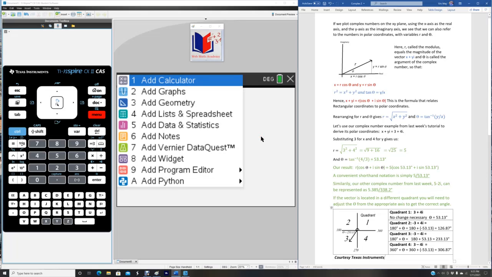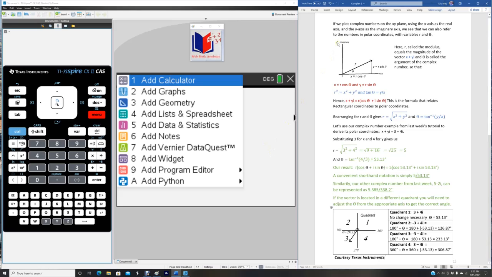Today we're going to extend our discussion of complex numbers, expanding on last week's lesson where we used complex numbers in rectangular coordinates using addition, subtraction, multiplication, division. Today we're going to discuss polar coordinates, in which it is much easier to multiply and divide.